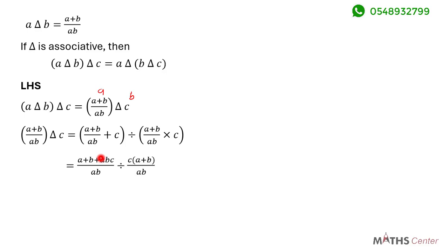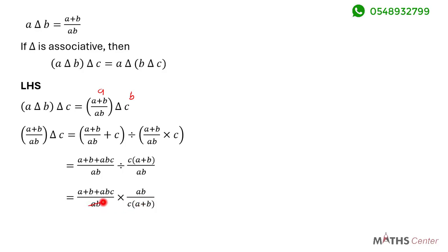Let's simplify this. When we simplify what we have in this bracket, we are going to have a plus b plus abc divided by ab. When we simplify this, we are going to have c times a plus b divided by ab. From fractions, we know that this will give us a plus b plus abc divided by ab times ab divided by c times a plus b.